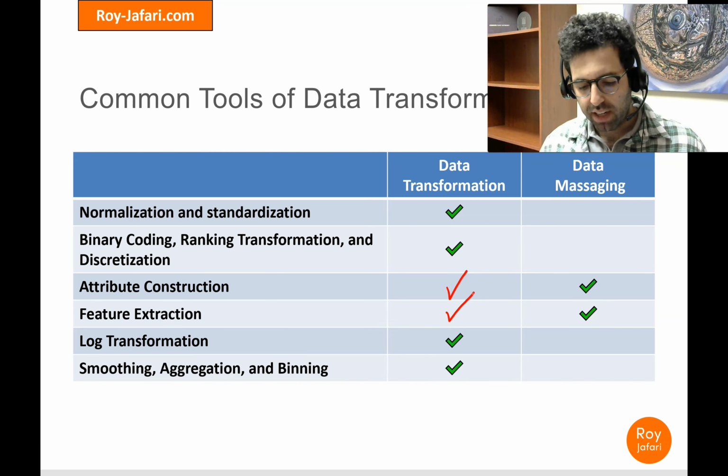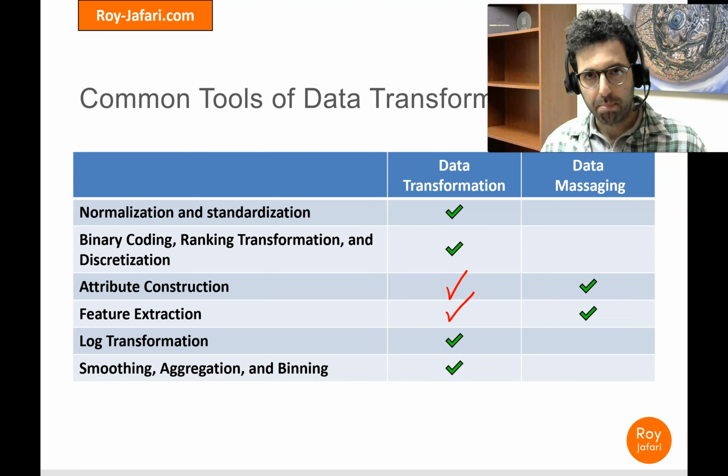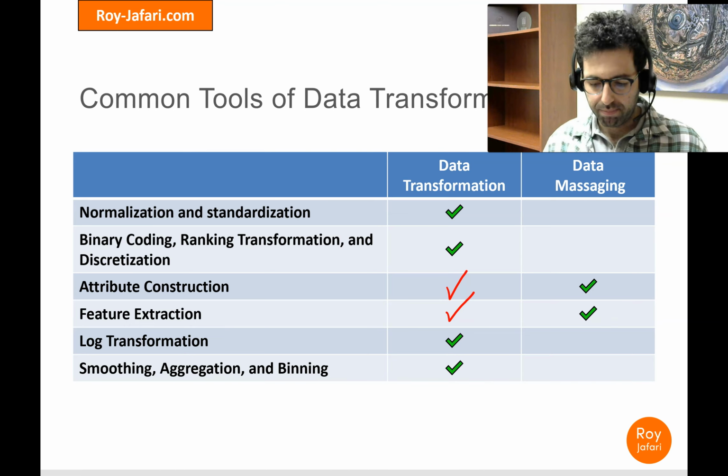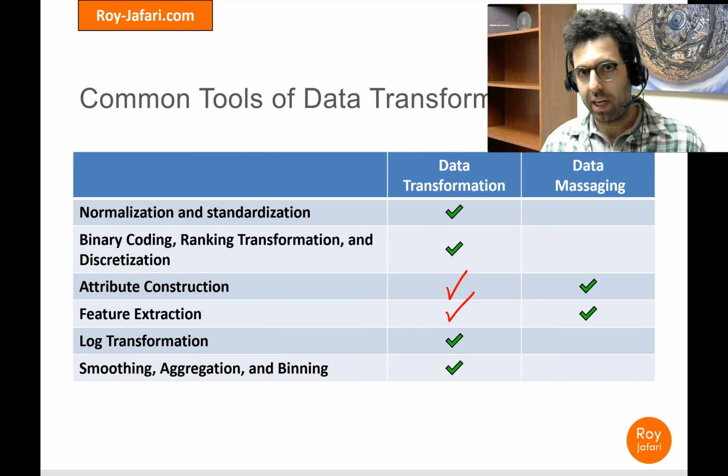But normalization and standardization, binary coding, ranking transformation, discretization, log transformation, smoothing, aggregating, and binning, these are only a type of data transformation. All right, in the next video, we're going to start talking about normalization and standardization.